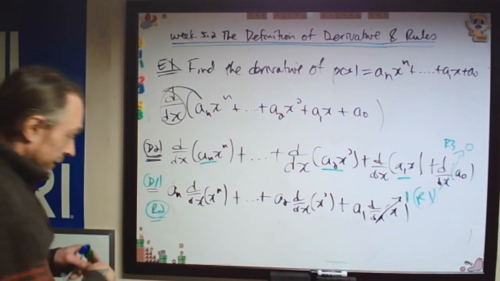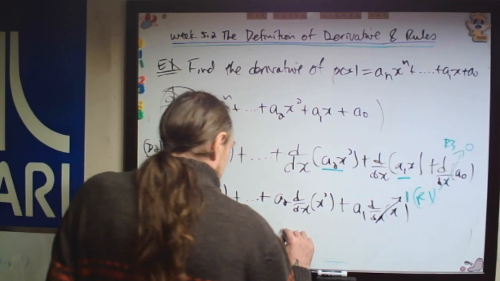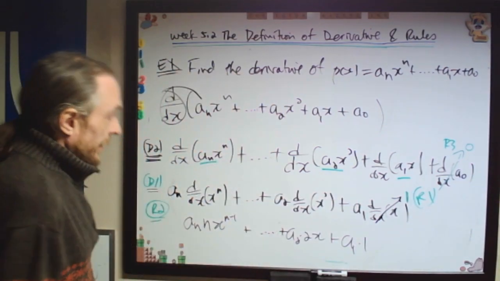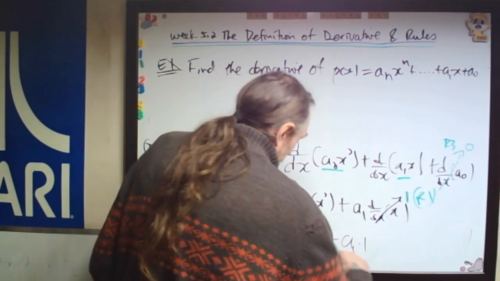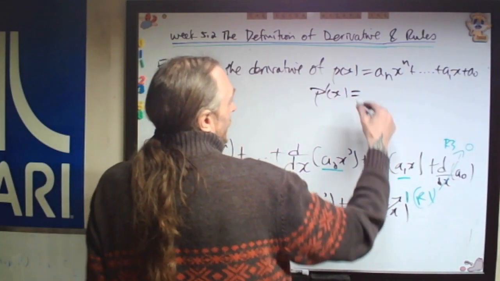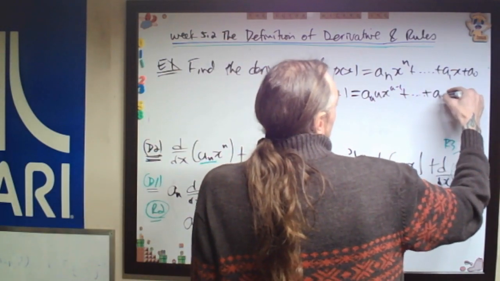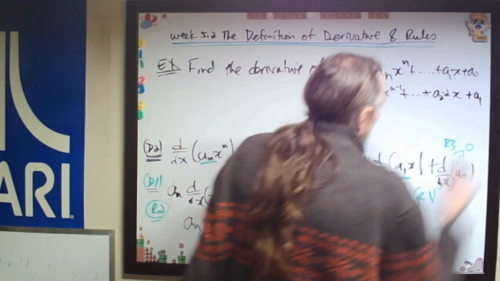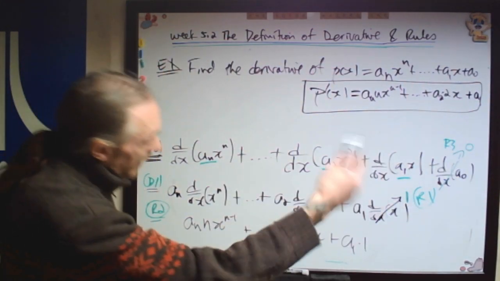Now what can I do? The derivative is going to be a n times n x to the n minus 1 plus dot dot dot plus a2 times 2x plus a1 times 1. And then that's the derivative. So what is the derivative of every polynomial? It goes to a polynomial of degree 1 less. So p prime of x is always equal to a n n x to the n minus 1 plus dot dot dot plus a2 times 2x plus a1. That's the new polynomial you get from the original polynomial by taking its derivative, and it's of 1 less degree.